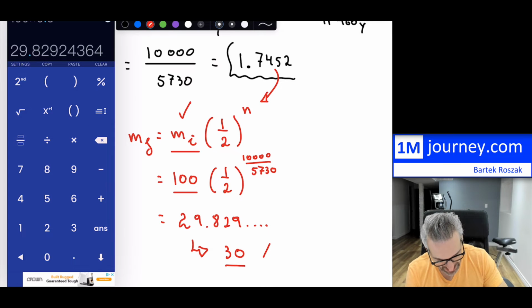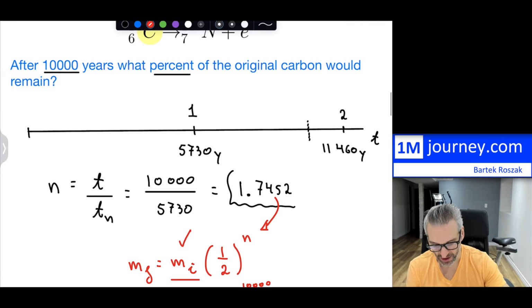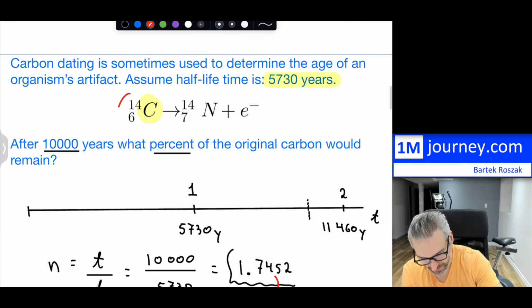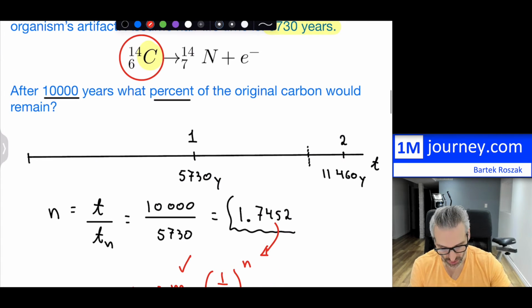So this means about 30% remains of carbon-14 from the initial amount. So that means about 70% has changed into nitrogen. That's what it is. Now, how many half-lives was that? It was 1.7452 half-lives. All right, so this is what you have.